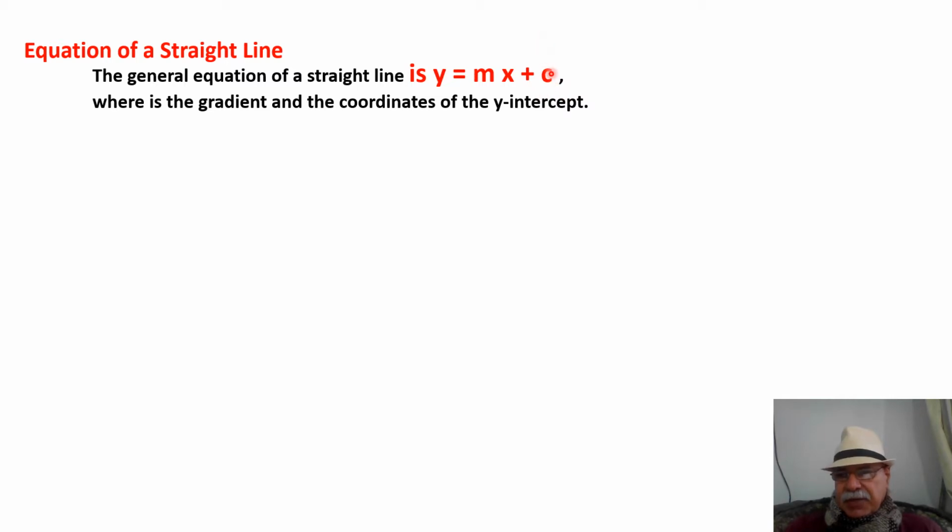Instead of c it becomes b in some countries in the world. Where is the gradient and the coordinate of the y-intercept? When we plot the points on the diagram, there is a crossing between these two points. Where is this point as the intercept?